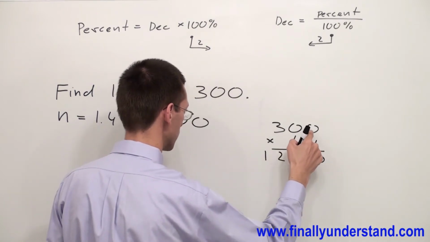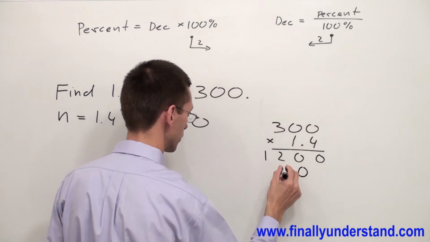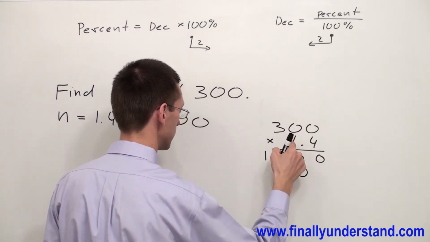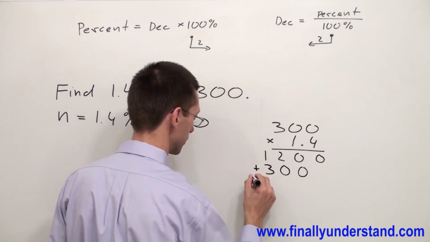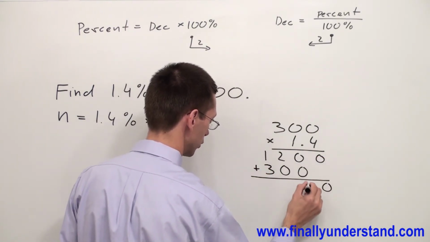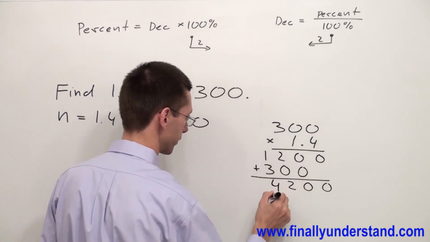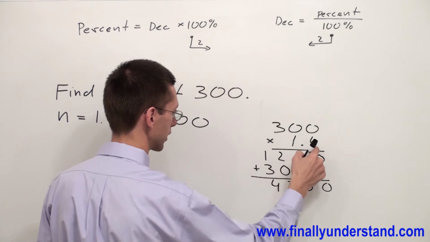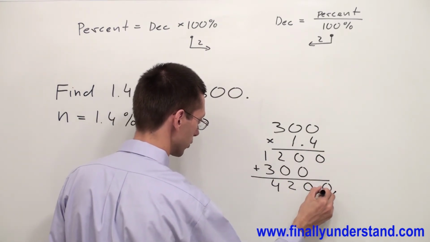1 times 0 gives me 0. 1 times 0 gives me 0. 1 times 3 gives me 3. Plus, 0, 0, 2, 4. Now I have to count the decimal places. I have just one decimal place. I have to move my decimal point once to the left.